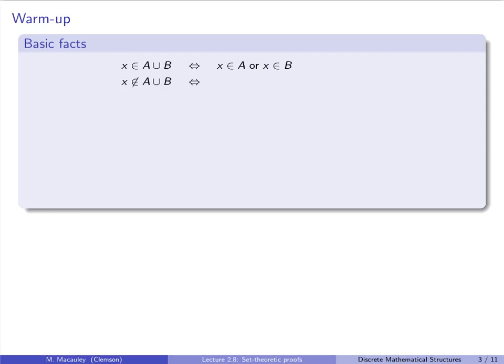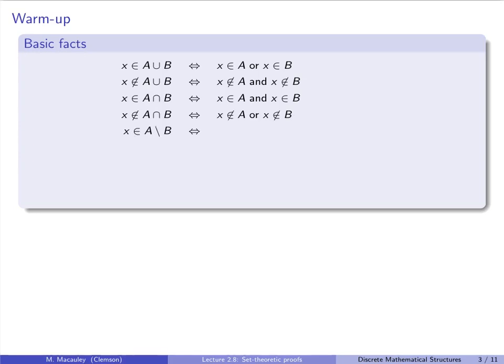And I encourage you to pause the video if you need a few more seconds. So X is not in A union B is equivalent to X is not in A and X is not in B. Okay, the next one, you get the hang of this? X is in A intersect B is equivalent to X is in A and X is in B. Next, X is not in A intersect B is equivalent to X is not in A or X is not in B.